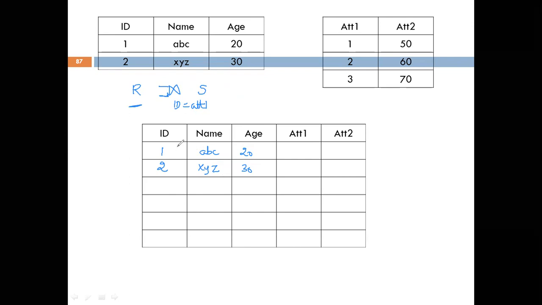Now it will check the matching. If matching is there, then it will be entered over here. So for 1, is there a matching? Yes. ATT1 is also matching, so that is 1. ATT2 corresponding is 50. Now for 2, here also 2. So the ATT2 is 60. And no other is there, so it is left out.